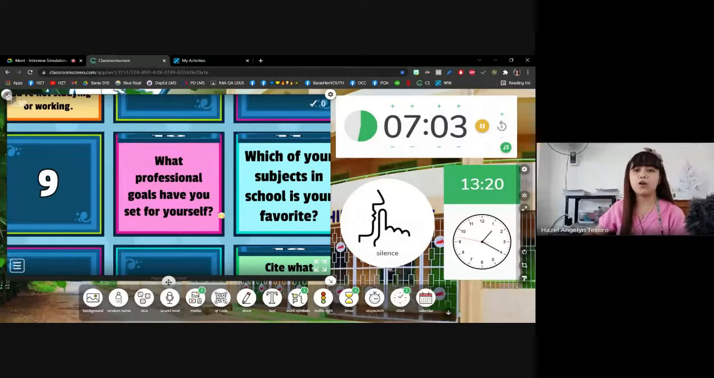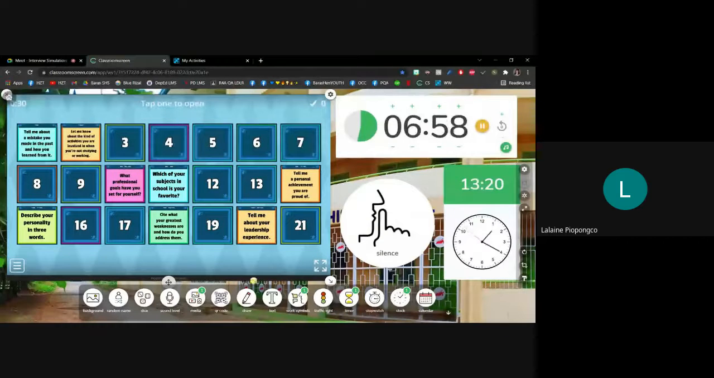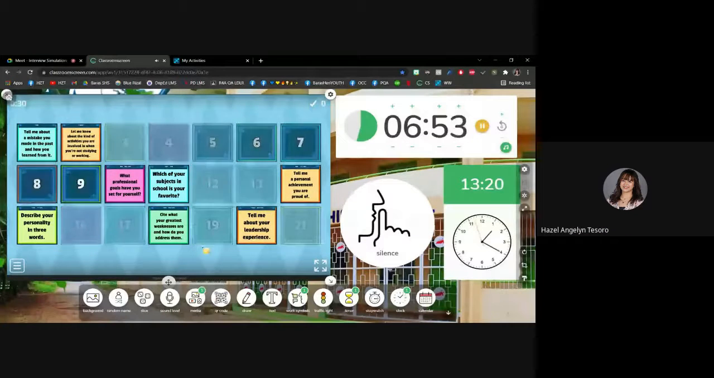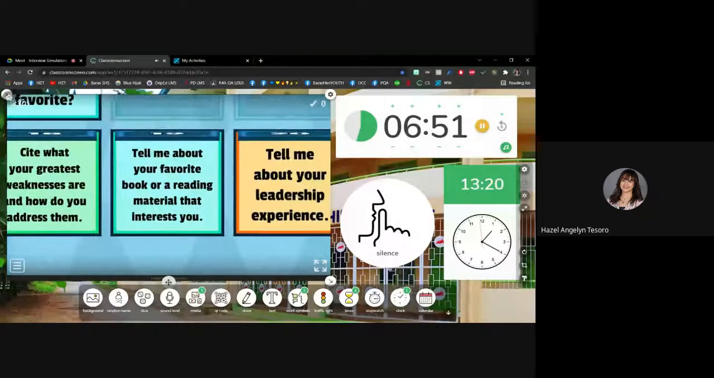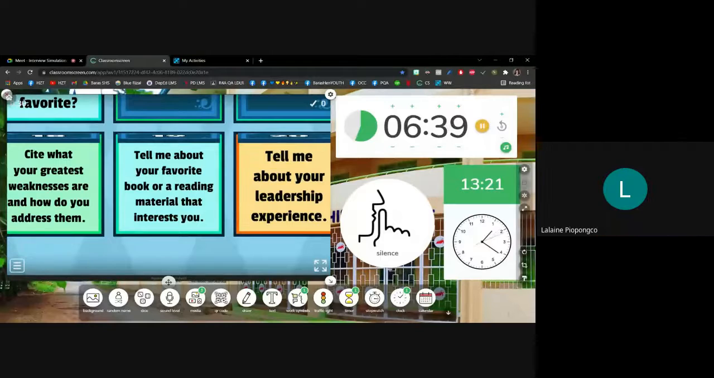Pick a number or random? Random po. Okay, random. Let's check it out. Tell me about your favorite book or a reading material that interests you. I like reading books about animals po and about galaxies po, about science because it hooks my interest po.